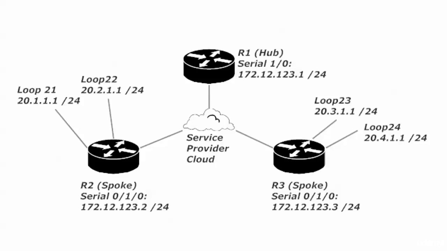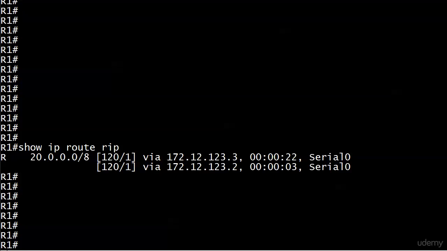And RIP has a little bit of a problem with this when we leave auto summarization at its default of on. Right now I'm going to bring up router 1's routing table. We're not going to do the config because I already did that. And again, the commands I used are the same ones as in the previous video: version 2, and then the network commands, and that's it. So let's take a look at router 1's routing table. And here it is with show ip route rip.